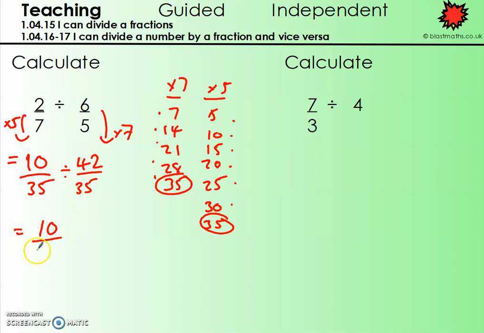First numerator divided by second numerator, and we can divide by 2. We'll take a common factor of 2 out, which gives us 5 over 21.